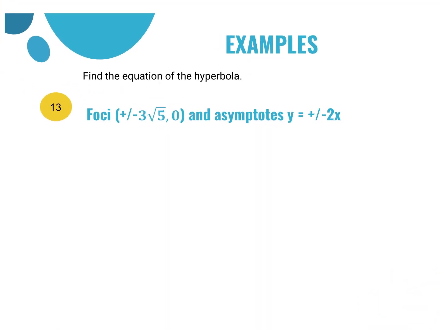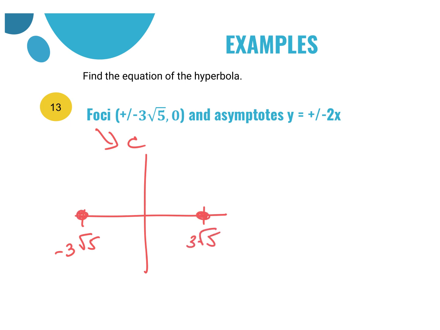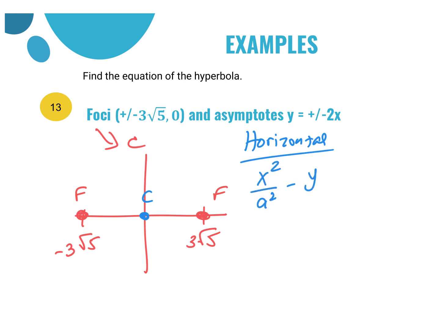Ooh, foci. As soon as I see that word foci, what do I think? C. Okay, good. That's helpful information. So where are my foci? On what axis? On the x. Good. I'm going to put one over here at negative 3 square root of 5, 0, and over here at positive 3 square root of 5. Does it have to be exactly perfect? No. You just need to know the general area. So what did that tell me? 2 really important things. It's horizontal. Good. And the center. Where's my center? At 0, 0. Perfect. So horizontal means I'm going to have x squared over a squared minus y squared over b squared equals 1, yeah?